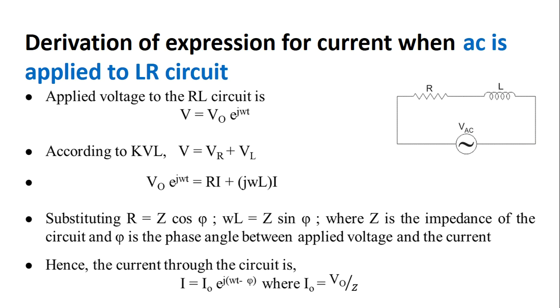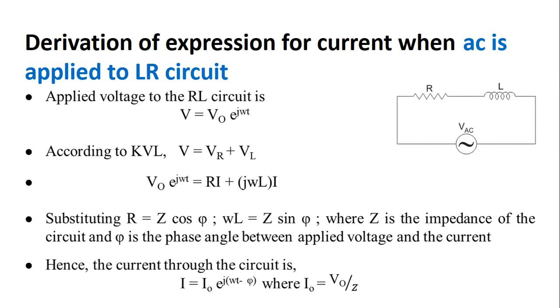According to Kirchhoff's voltage law, we can write V is equal to VR plus VL for this LR circuit. That is, V0 into e to the power j omega t is equal to R into I plus j omega L into I. Then we can rewrite the expression as the current I is equal to V0 into e to the power j omega t divided by R plus j omega L.